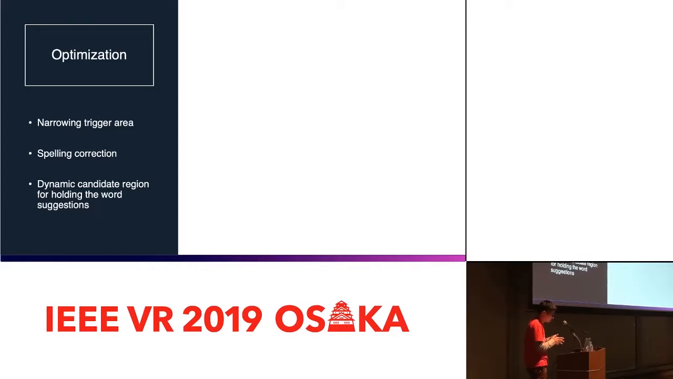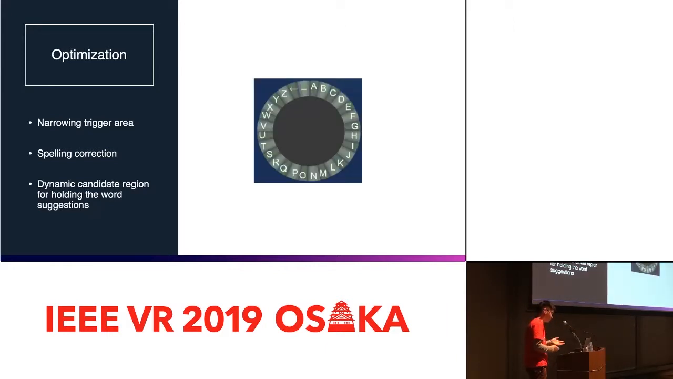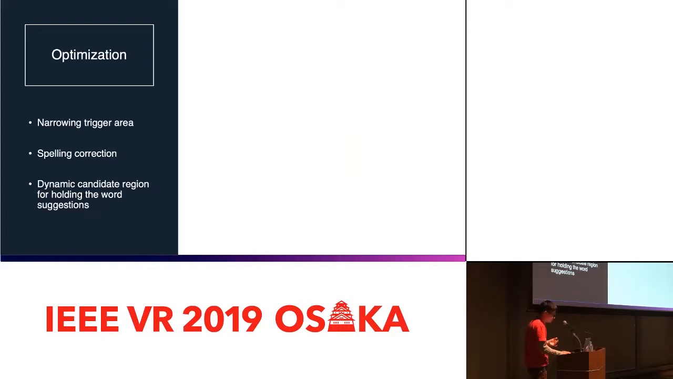So in order to lower the error rate, we looked at the data and found that the reason the total error rate is high is due to the selection. For example, if I want to select A and I hit B, so we narrow down the trigger area of the candidate region. And to further reduce the error rate, we added a spell correction algorithm.